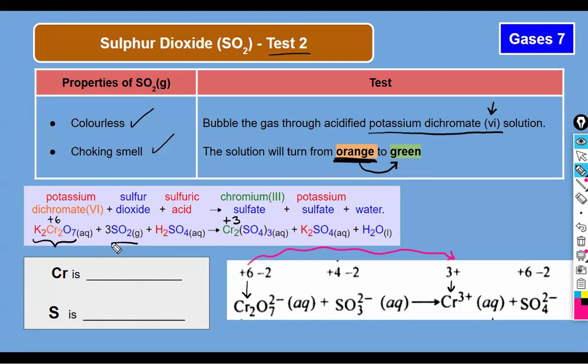After it was reduced by sulfur dioxide, the positive 3 charge gave it a green color rather than an orange color. All right? So once again, this equation here, you're not going to have to memorize it for the exam. The examiner is just going to ask you to calculate the charges of the chromium before and after. Or he might ask you to write the ionic equation at least after. That is on the syllabus.